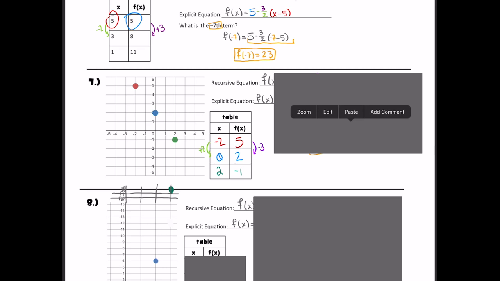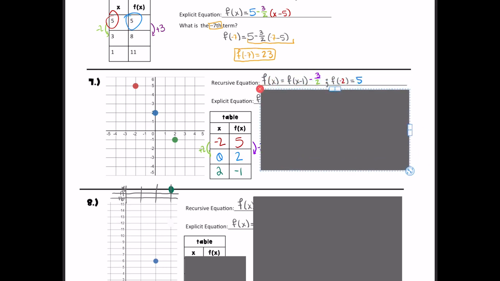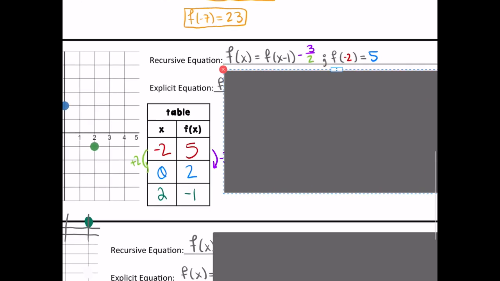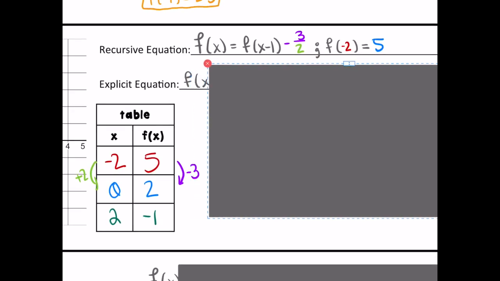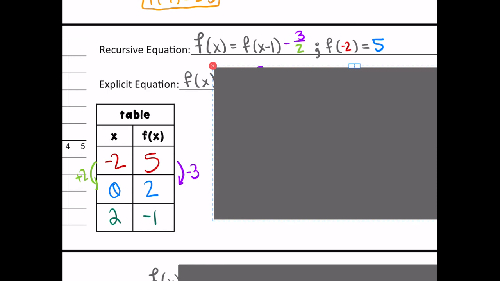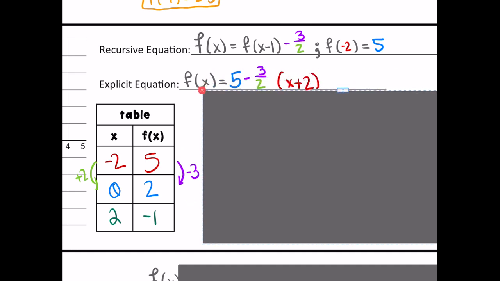So when I drop this down, f of x equals f of x minus 1 minus 3 over 2. And that's why the minus is in purple, because that came from that purple minus 3 from our table right over here. So that's where that came from, okay? F of negative 2 equals 5. Then we have our explicit. So explicit is f of x equals the blue 5 minus 3 over 2, parentheses x plus 2.